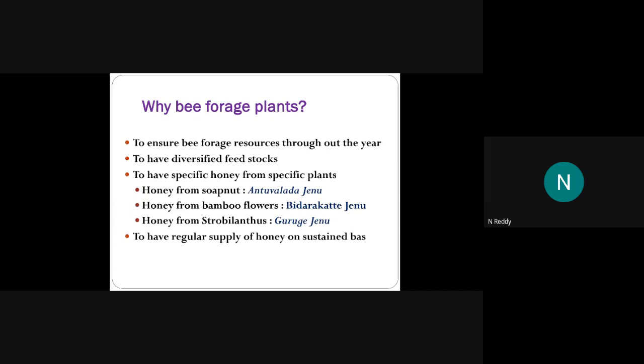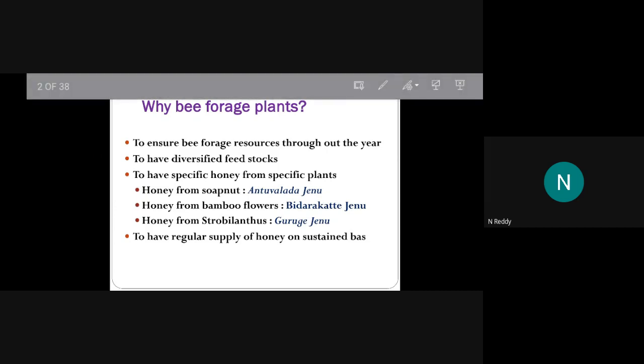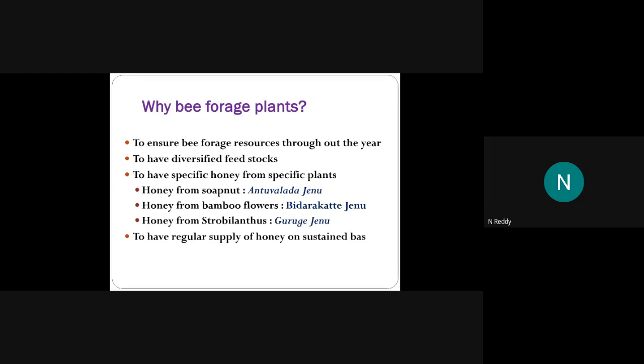Okay, I'm using another resource person's PowerPoint presentation for presenting these bee forage plants. Now you know what bee foraging means. Why are these required? To ensure the bee forage resource throughout the year. That is, if you are doing any stationary beekeeping, these forage plants ensure a food source throughout the year.